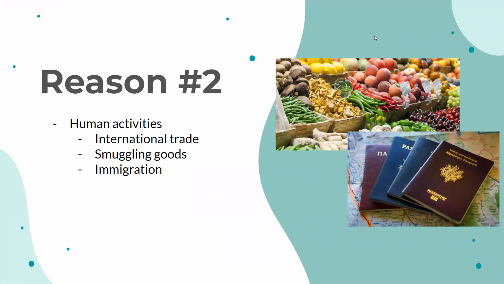Reason number two is human activities, and this includes international trade, immigration, and you can bring over food. And in that food, there could be seeds, bugs, anything that can allow that to reproduce in a different country or different area, and that is how some of these species spread.